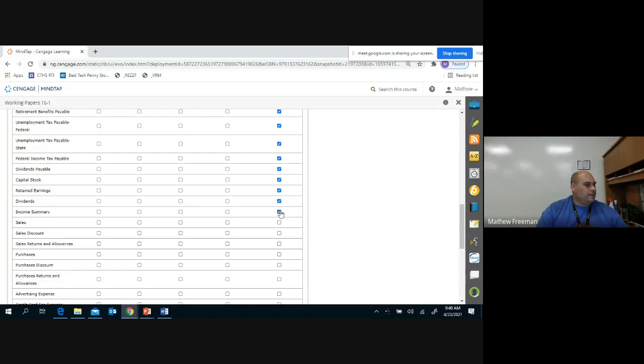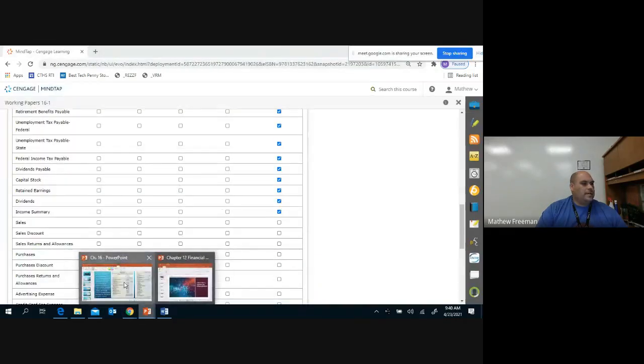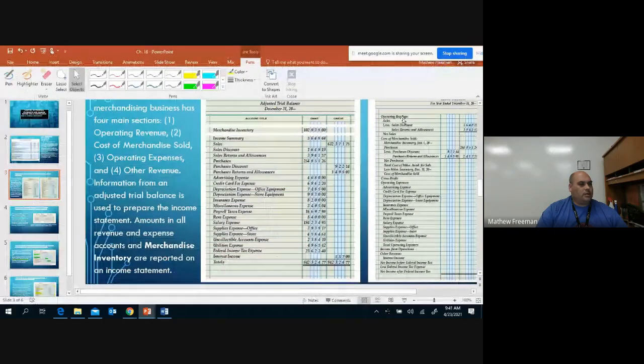So we get all the way down here to the income statement accounts, and now we start noticing we see sales. If we look real quick at our PowerPoint, we know that sales is part of our operating revenue. We need sales discounts, sales return allowances, and net sales. All fall under the operations revenue. See the title, operations revenue. We'll highlight that real quick right there.